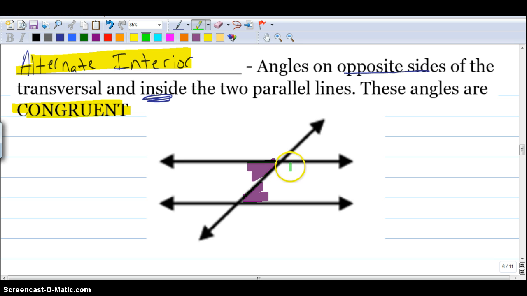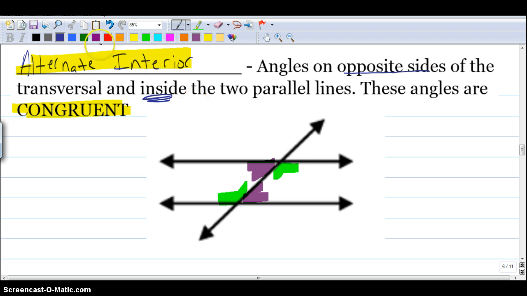Same thing here. That one and this angle here. They are on different sides of the line, of this line transversal. One's on the left, one's on the right, one's on the top, one's on the bottom. Alright?